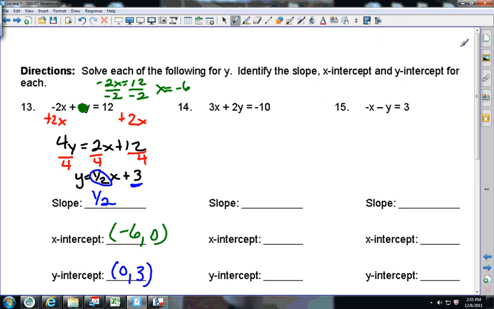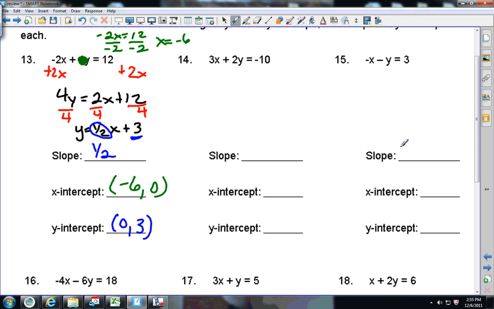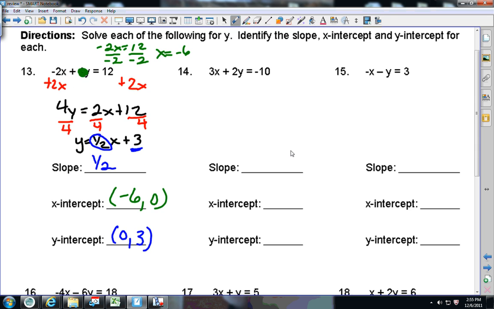Okay, on the next problem, let's solve for y. Solve for y and then answer our questions. To solve for y here, I'm going to subtract 3x from each side. I get 2y equals negative 3x minus 10. I'm going to divide by 2. Y equals negative 3 halves x minus 5.